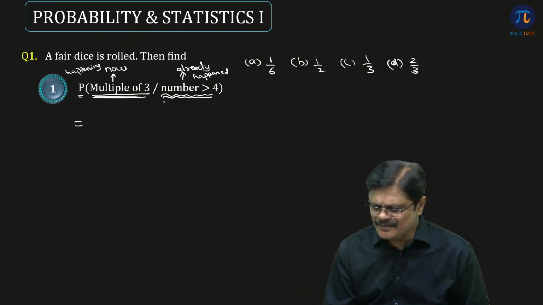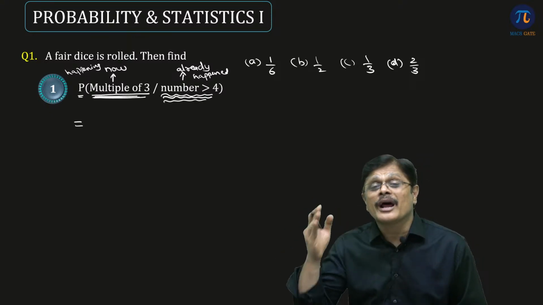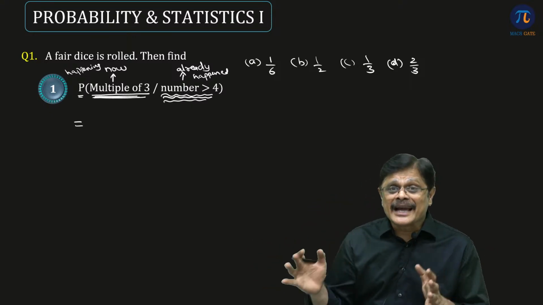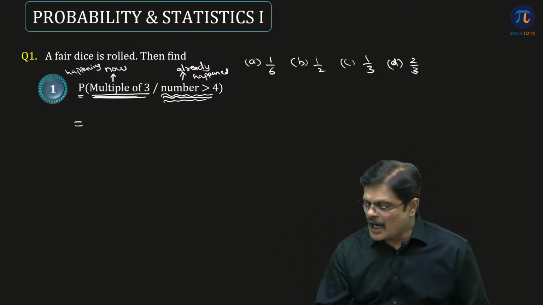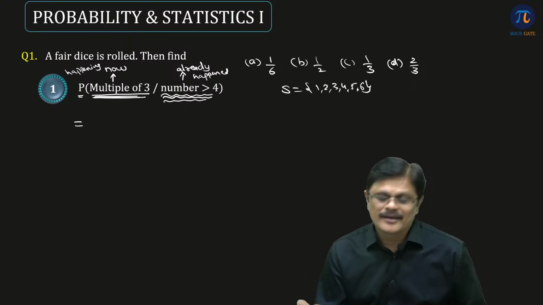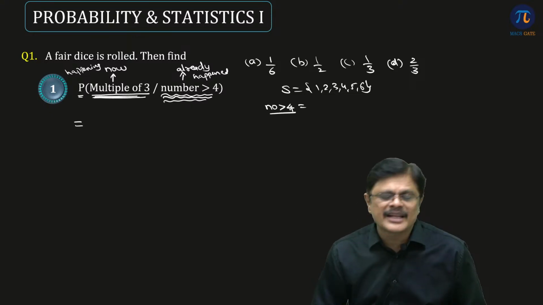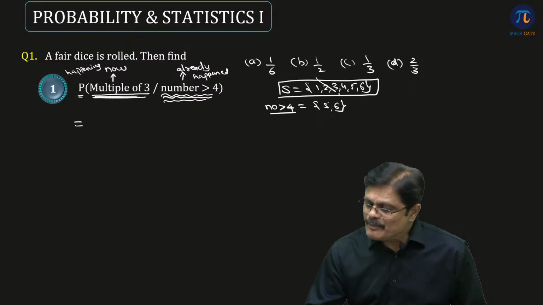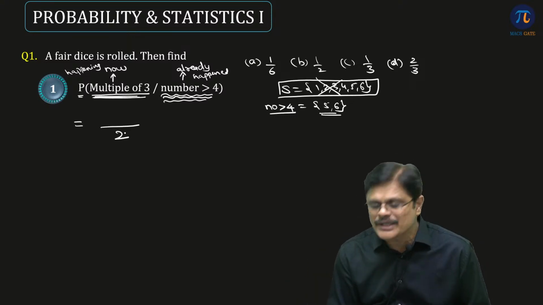Now tell me, what is already happened? A number greater than 4 happened when a dice is rolled. It's not that the dice is rolled, all the 6 outcomes are there. Dice rolled means 1, 2, 3, 4, 5, 6. But the number is greater than 4 means out of this sample space 1, 2, 3, 4, 5, 6, what are the outcomes favorable for number greater than 4? Only 5, 6. So here the sample space is not what happened. What has happened is 5, 6. That is only 2 outcomes happened.